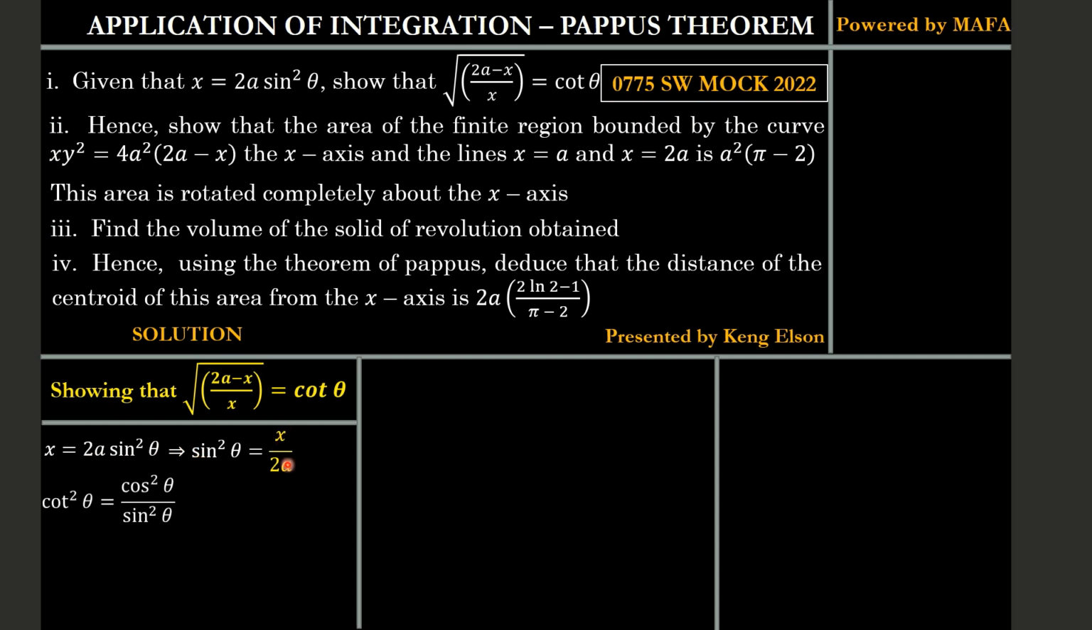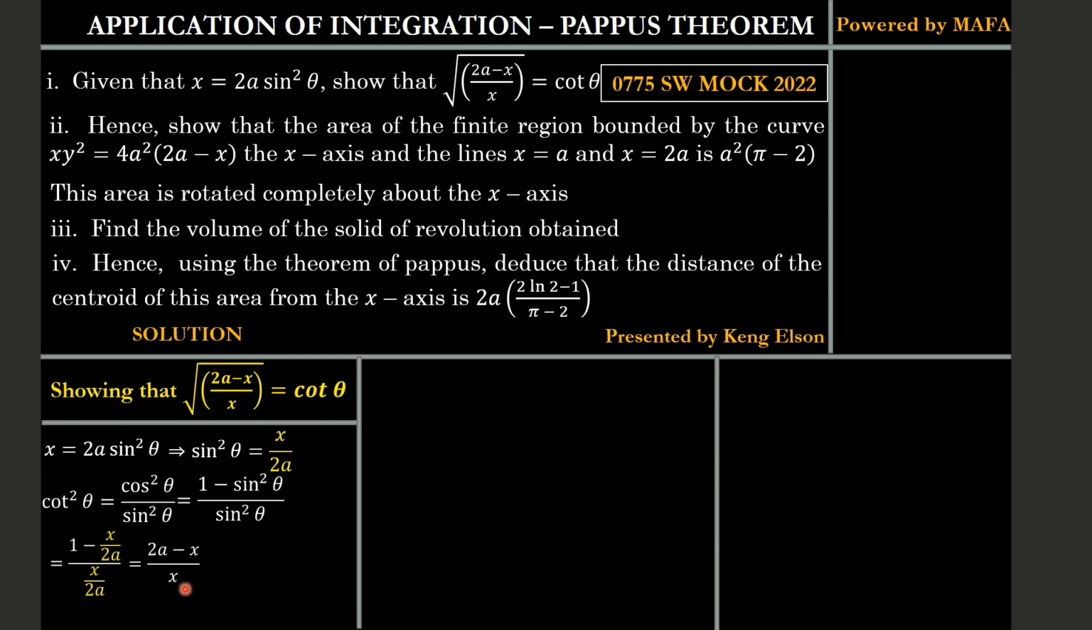But if we need cot theta, then we need to begin with cot squared theta because we have information about sine squared theta. So cot squared theta is cos squared theta on sine squared theta, and we know the identity of cos squared theta as 1 minus sine squared theta. Since we know what sine squared theta is, x on 2a, we just replace, we look for the LCM and we simplify. We get that our cot squared theta is (2a minus x) all divided by x.